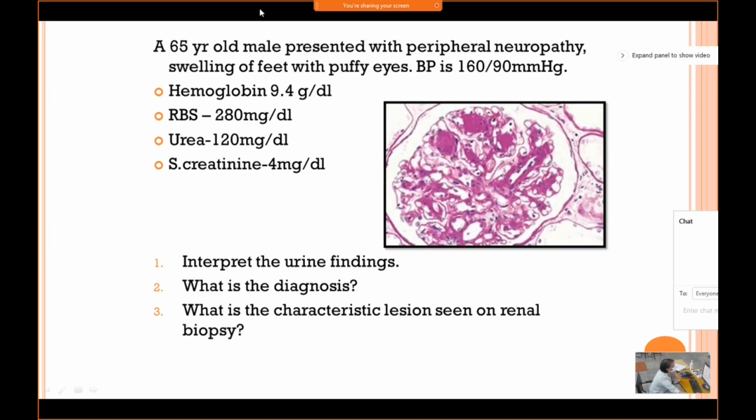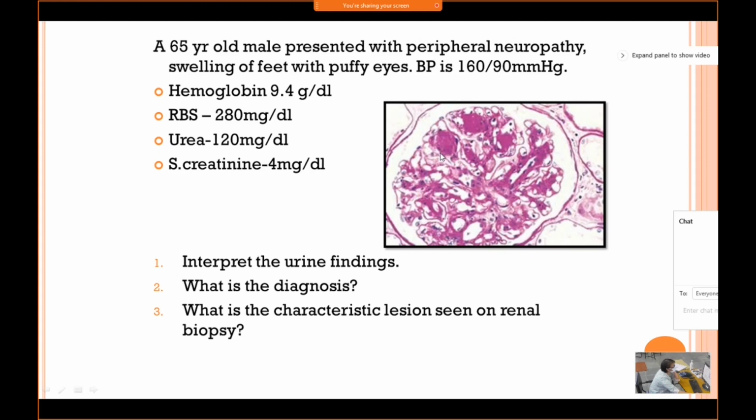Then we have here 65-year-old, peripheral neuropathy, swelling of feet, puffy eyes, BP is high, hemoglobin is 9.4, random blood sugar is 280, so it's raised. Urea is raised. Creatinine is also raised. So looking at this and looking at this picture shows you these typical lesions which are nodular glomerular sclerosis.